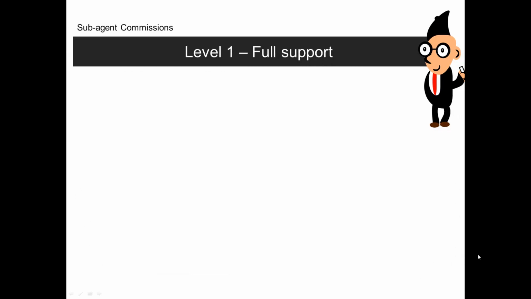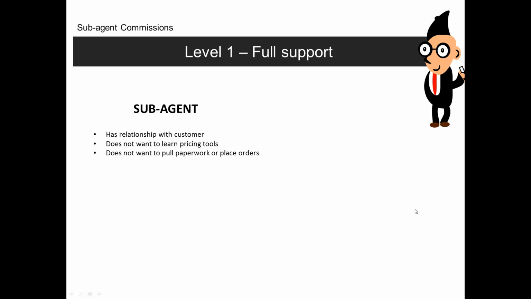Okay. So now, how do we pay you? So basically it comes down to how much support we provide versus how much you take on yourself. Level 1 support will assume that the subagent has a relationship with the customer, does not want to learn pricing tools, does not want to pull paperwork or place orders, is responsible to present the pricing and contracts to the customer, and will provide account management.